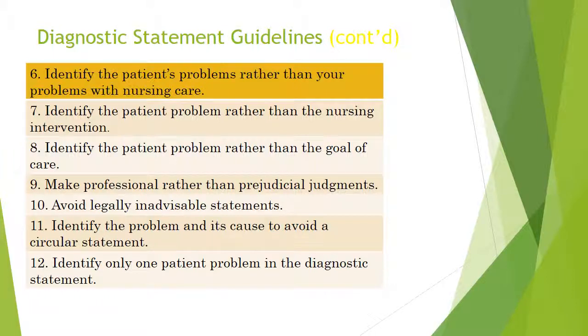It is okay to include multiple causes that may be contributing to one patient problem. Let's say you want to formulate a few nursing diagnoses that all have to do with one certain problem. You can put many different diagnoses to one problem. So you want to identify the patient problem rather than the goal of the care, make professional rather than prejudgmental judgments, avoid legally inadvisable statements, identify the problem and the cause to avoid a circular statement. Is one of those things I told you earlier.